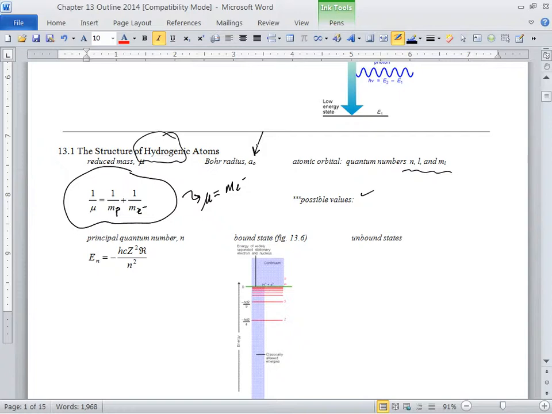So with these hydrogenic atoms, we have these quantum numbers. Which quantum numbers do you have to specify to get the energy for these hydrogenic atoms? All of them? Just N, right? The answer's right here. Just specify an N, and you can get the energy.